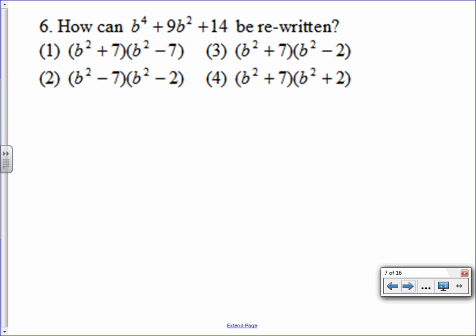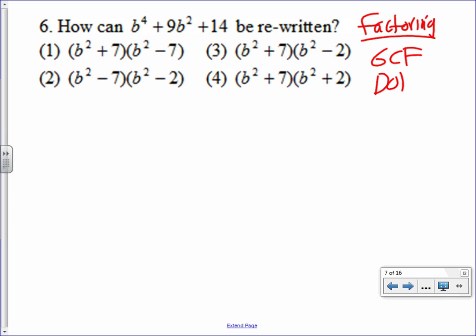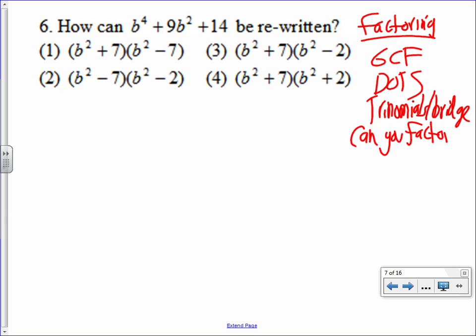Well, by looking at the choices, hopefully you understand that this is a factoring problem. We have our song for factoring. GCF, dots, trinomials, bridge, can you factor any further? Whenever you're factoring, you should have this written out.